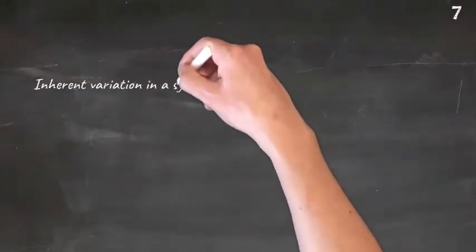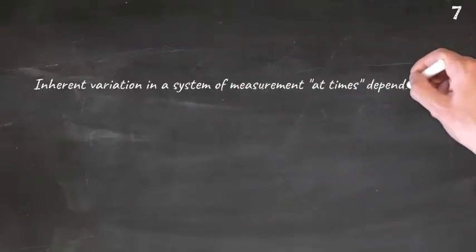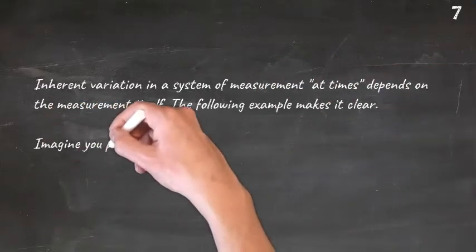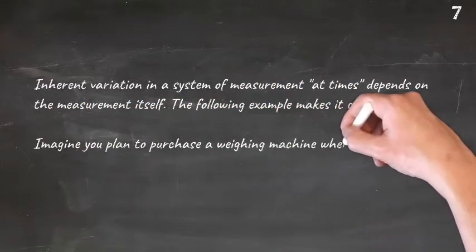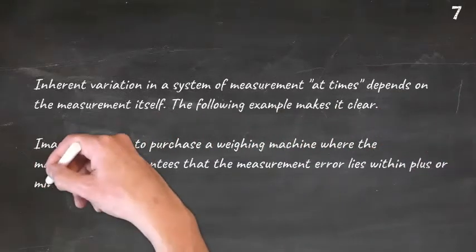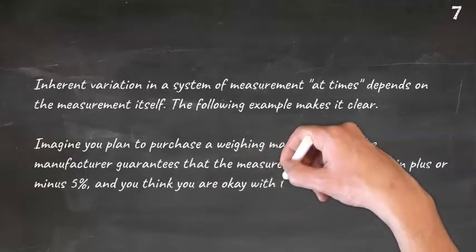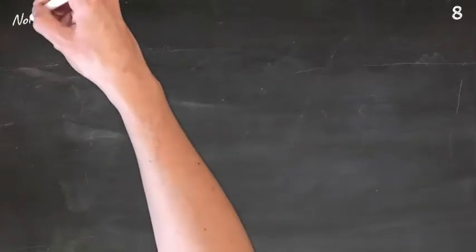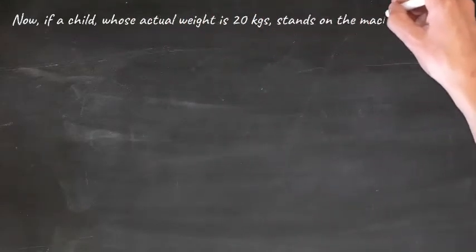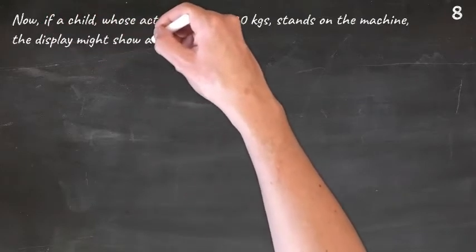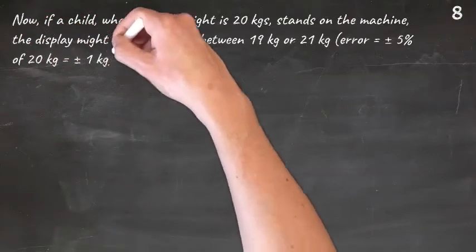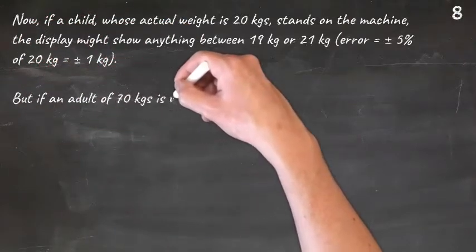Inherent variation in a system of measurement, at times, depends on the measurement itself. The following example makes it clear. Imagine, you plan to purchase a weighing machine, where the manufacturer guarantees that the measurement error lies within plus or minus 5%, and you think you are okay with this. Now, if a child, whose actual weight is 20 kilograms, stands on the machine, the display might show anything between 19 kilograms or 21 kilograms, error equals plus or minus 5% of 20 kilograms equals plus or minus 1 kilogram.